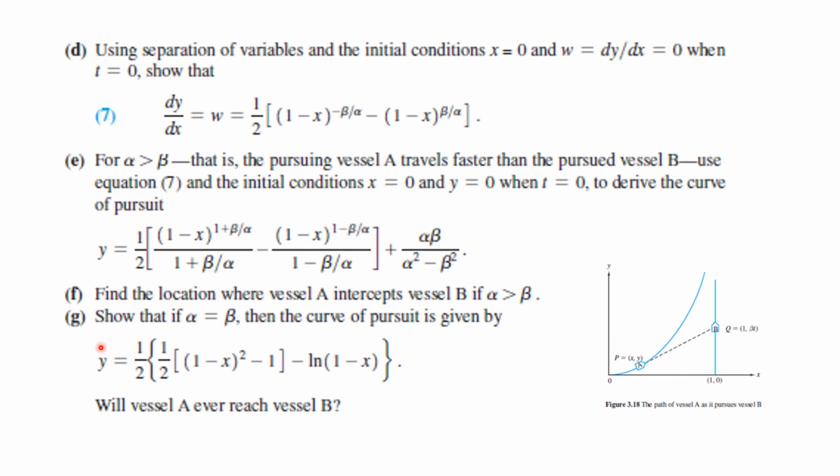And finally, part G, you want to show another thing. Show that if alpha equals beta, they have the same speeds, then the curve of pursuit is given by this expression. And lastly, this could have been F, G, H. This could have been H. But another question, will vessel A ever reach vessel B?